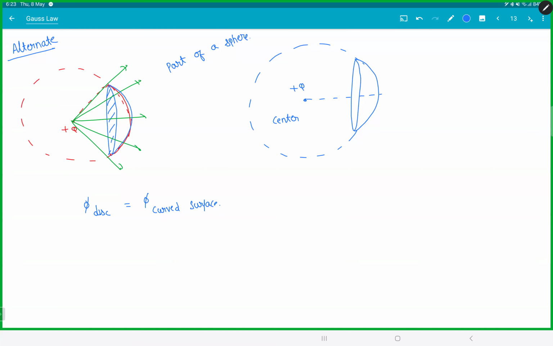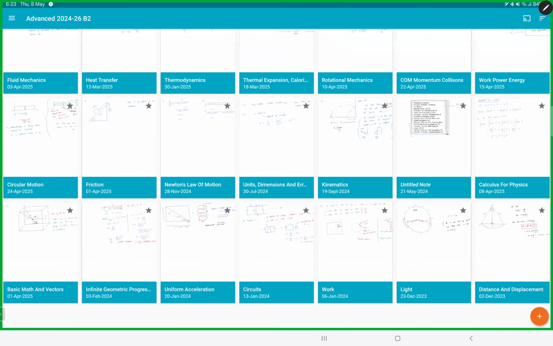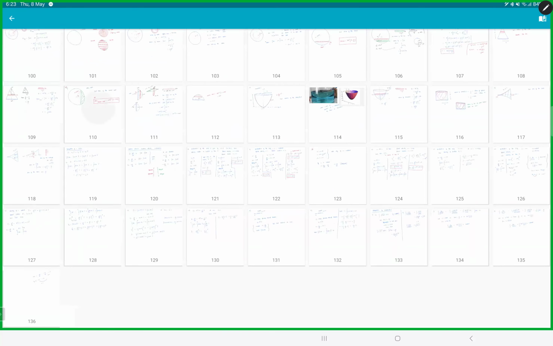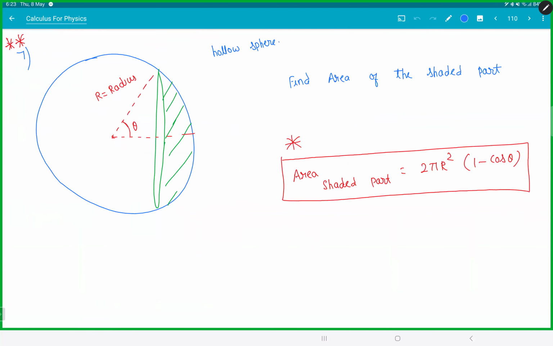Do you guys remember what is the area of that piece? Multiple times I told you. First time you saw where? In calculus. 2 pi r square 1 minus cos theta.